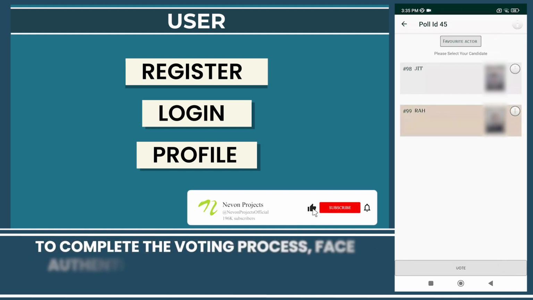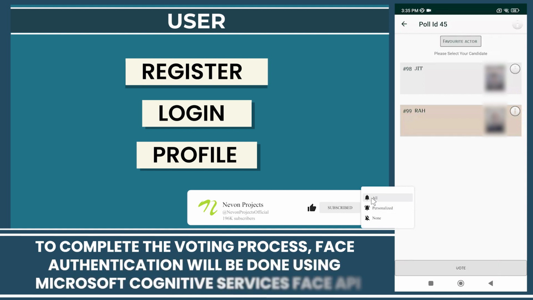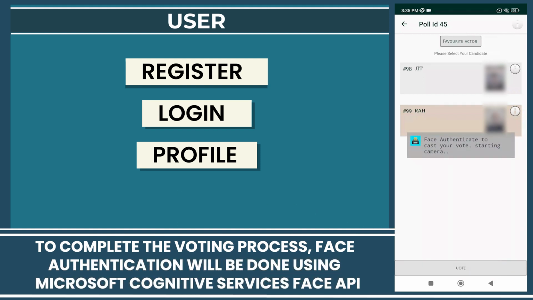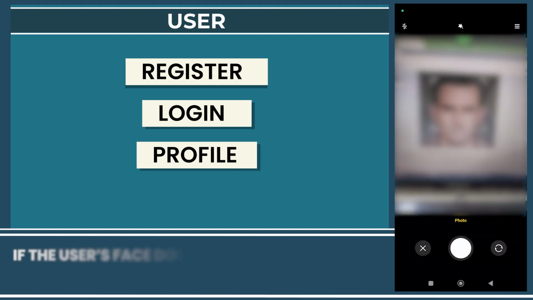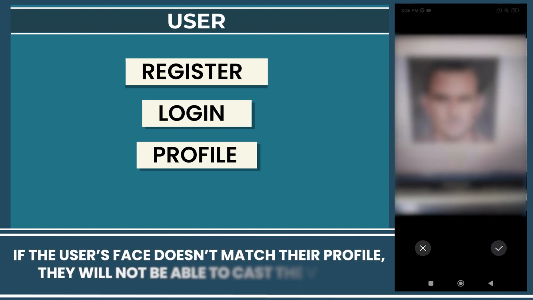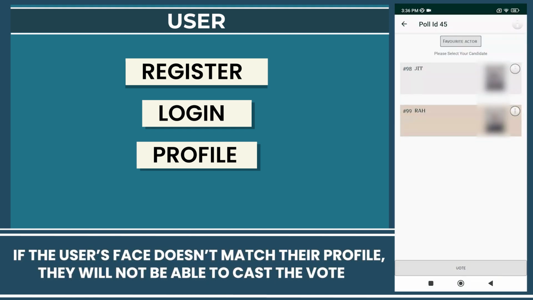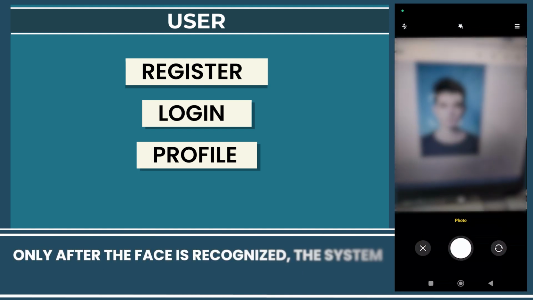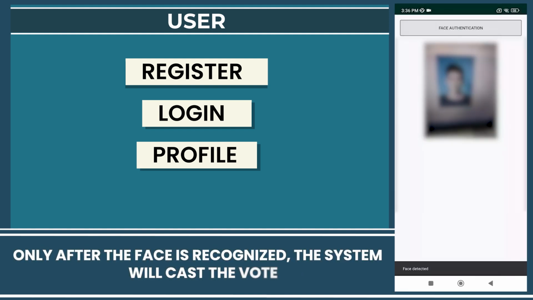To complete the voting process, face authentication will be done using Microsoft Cognitive Services Face API. If the user's face doesn't match their profile, they will not be able to cast the vote. Only after the face is recognized, the system will cast the vote.